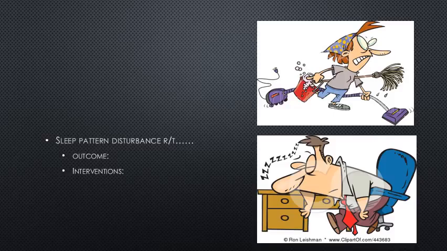So sleep pattern disturbance. The outcome is the patient will sleep 6 hours a night by discharge, or they will begin to sleep 3 hours for the first 2 nights, and then increase that, to come up with an outcome where we're going to see a better sleep pattern. Interventions, we really do want to try to limit the naps that they're taking throughout the day. If they're up all night but they're taking a 5-hour nap during the daytime, that is disrupting the sleep pattern. So we want to try to limit the naps. We want to do all those things that we know about how to enhance a person's sleep.